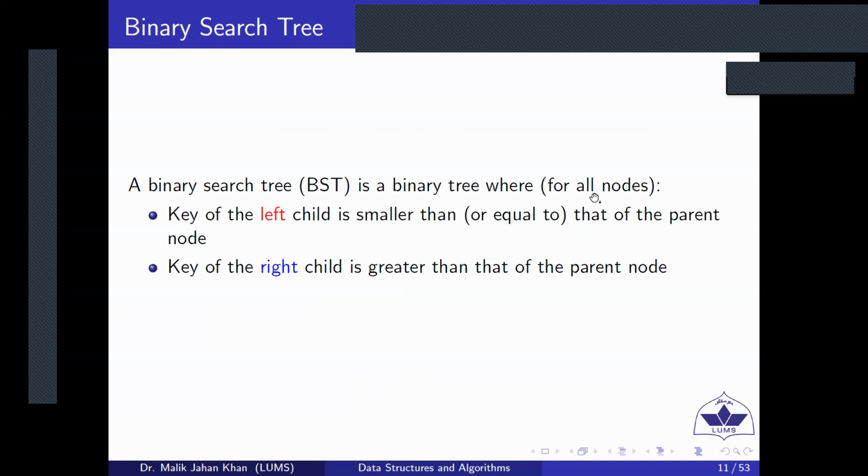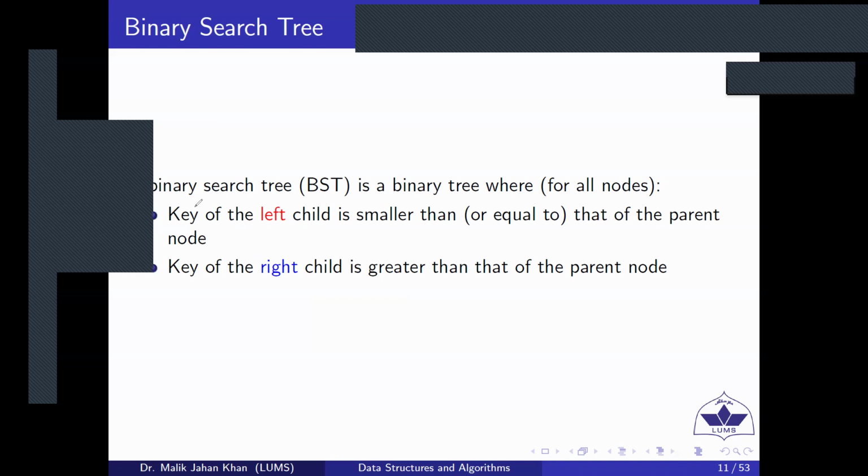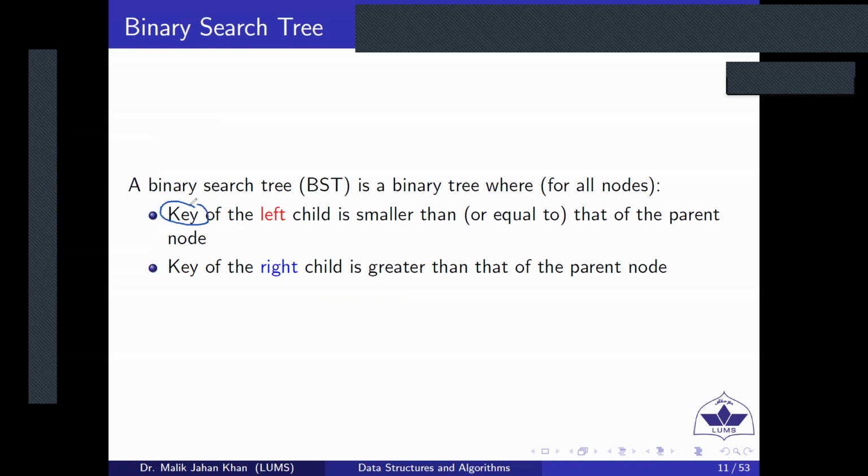For all nodes on the tree, the following two conditions have to be met. The key of the left child is smaller than or equal to that of the parent. By key, we mean the data stored inside the node. The key of the left node should be smaller than that of the parent, and the key of the right node is always greater than that of the parent node. And if this whole characteristic is true for all nodes, then that tree is called a binary search tree.